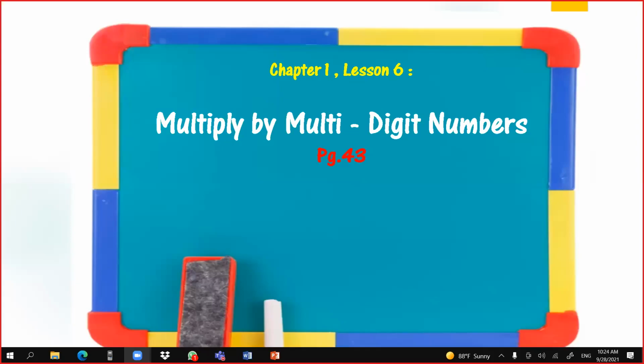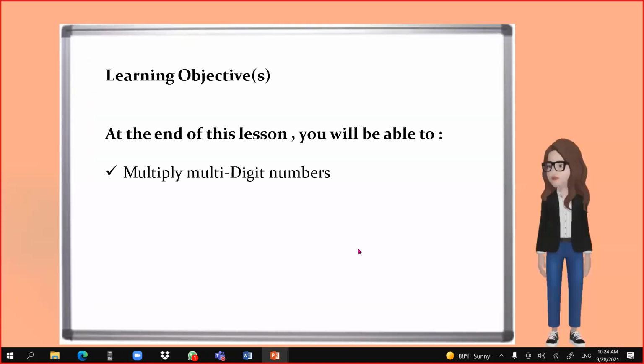Good morning. Today's lesson is about multiplying by multi-digit numbers. Now, all of you, please open your book to page 43. At the end of this lesson, you will be able to multiply multi-digit numbers.